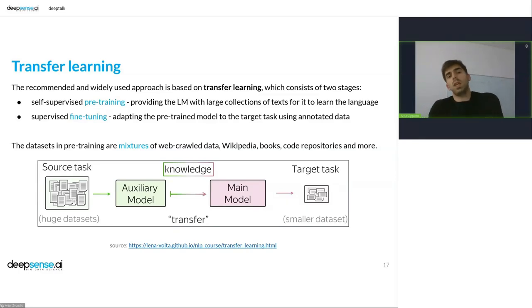In the second stage, we take the pre-trained model and adapt it towards our target tasks, towards the problem that we are solving, in the so-called fine-tuning stage. This time, it's typically supervised, which means that we need to prepare a much smaller dataset of annotated data than in the first stage. And speaking about datasets that are used in pre-training, these are typically mixtures of many text sources. For instance, web-crawled data, Wikipedia, books, and also more recently, code repositories are included. That's how language models learn to program.